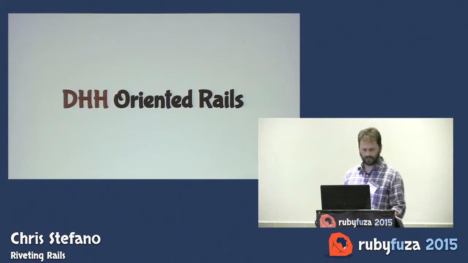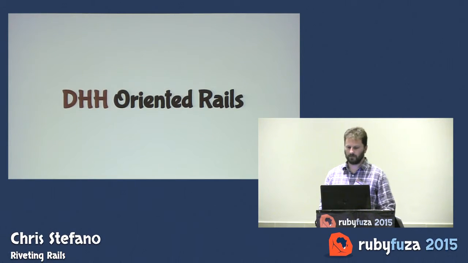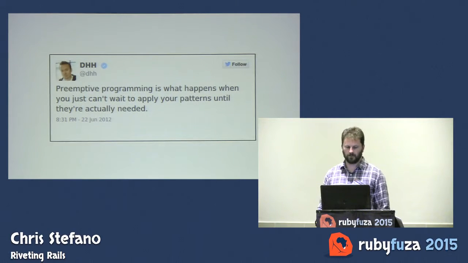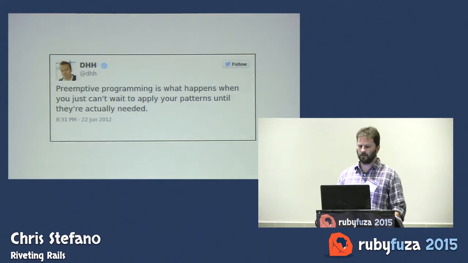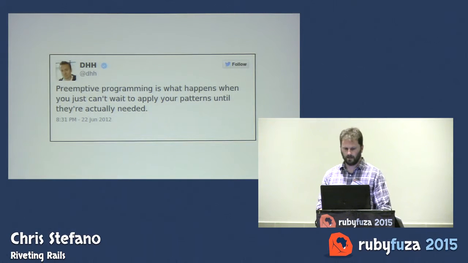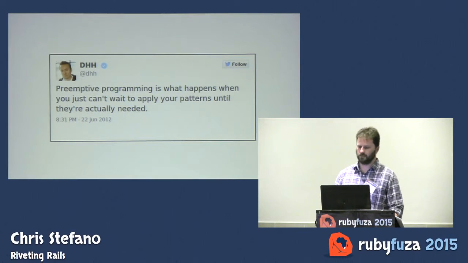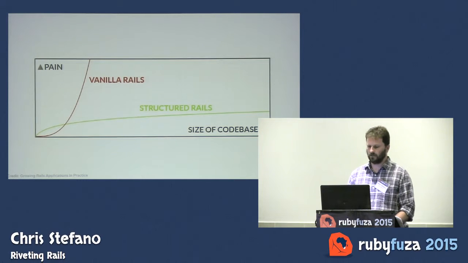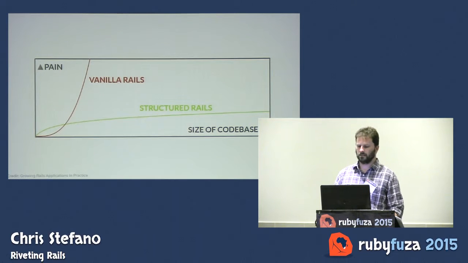And it was around that time where my tests started to fail me. They weren't providing the security blanket that I needed to do refactoring because they were too complex and they were too coupled with my business logic and all these models and so on. And it was about then that I saw another tweet from DHH where he spoke of preemptive programming being the wrong way to apply your patterns. And this is when the realization hit me that if I refactor my application really slowly and I only introduce the patterns as and when I need them, that might be the solution.